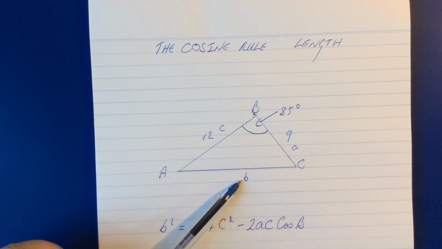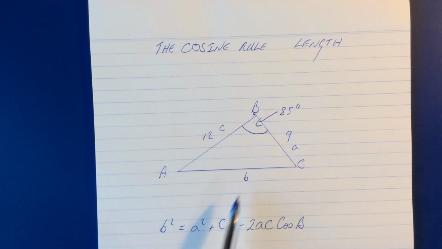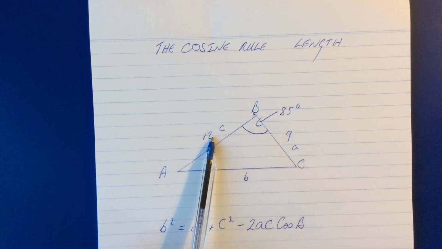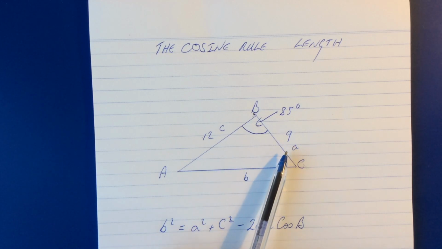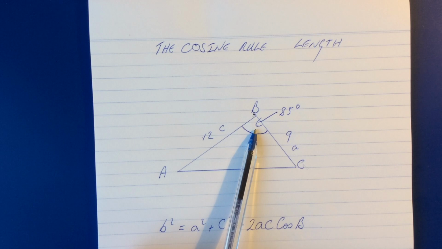We're looking for length B. So we go to the length formulas, and the length formula for side B is B squared, very important, is equal to A squared plus C squared, so that is that squared plus that squared, minus 2 times that times that, times the cosine of this angle.